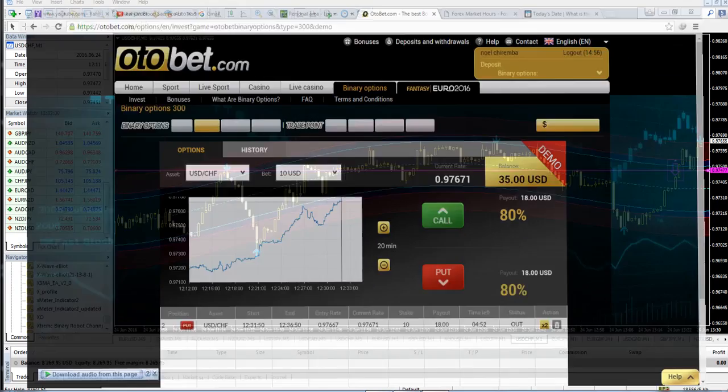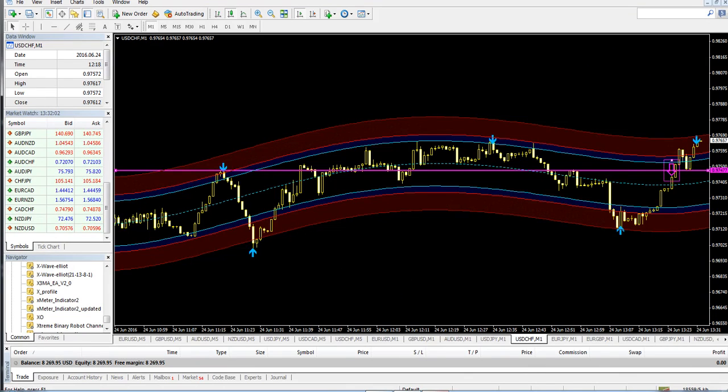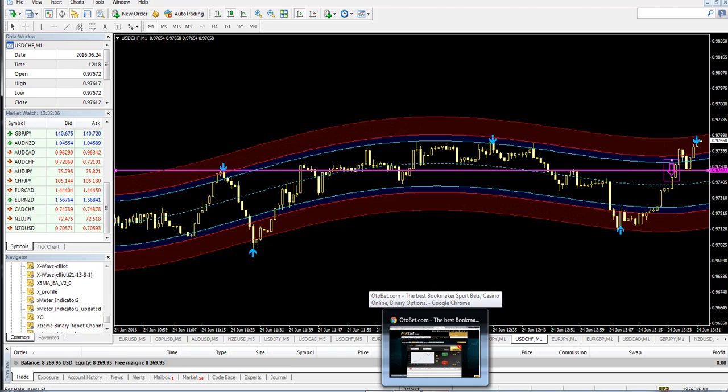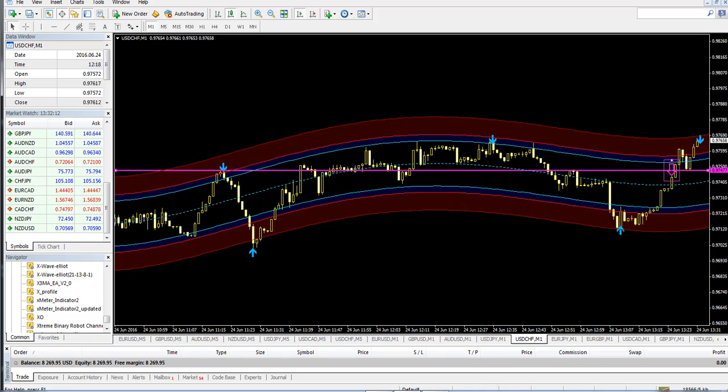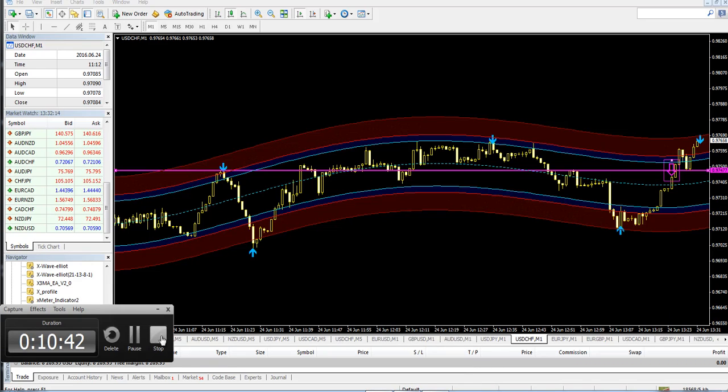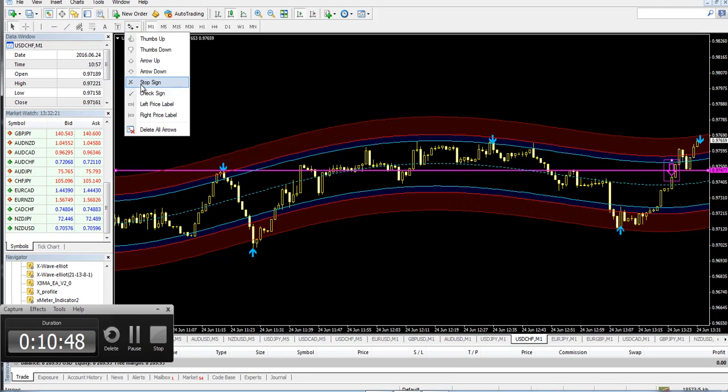But this time, I think it's actually better if I pause the video, so that I can show you. I don't want you to wait the whole process when it's happening. I'll just come back when the trade is about to expire, so that you can actually see the results. So this was a losing trade, the first one.